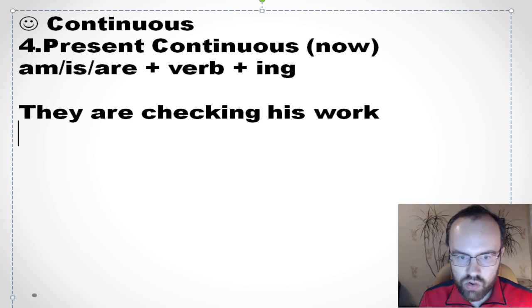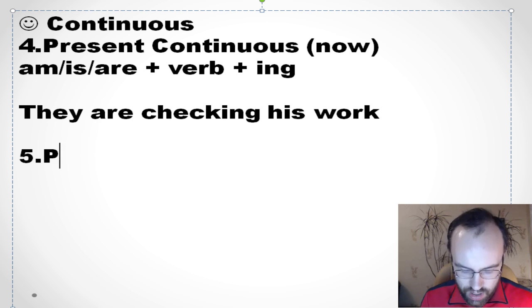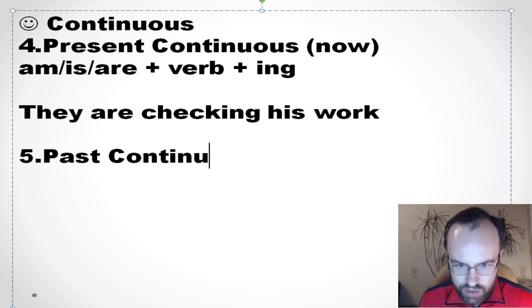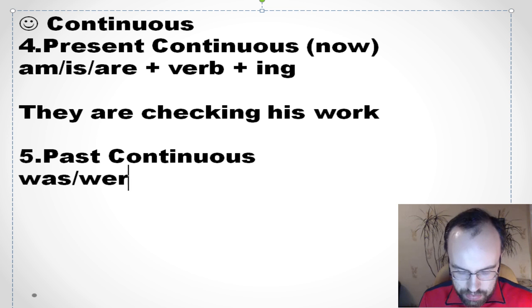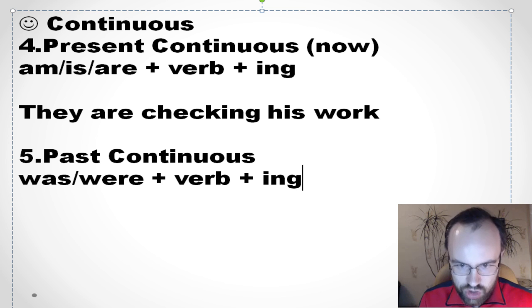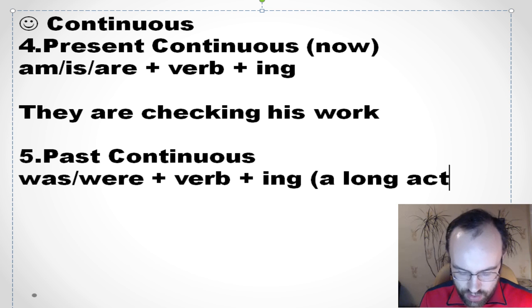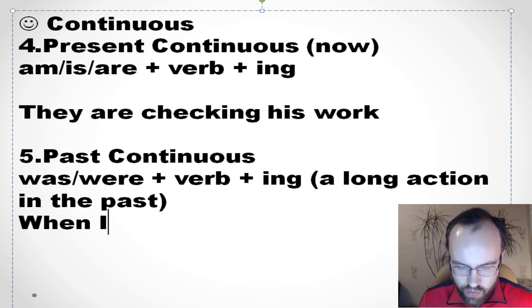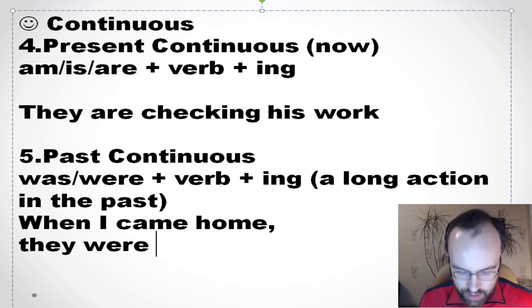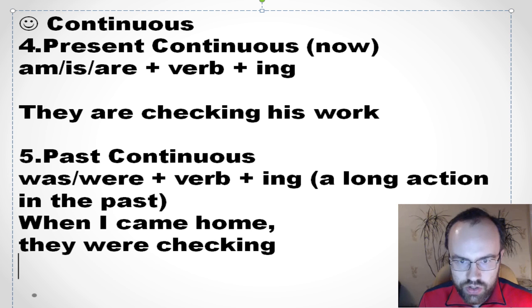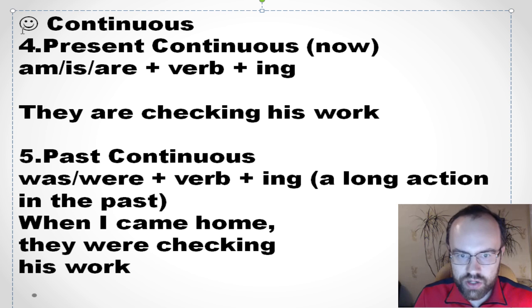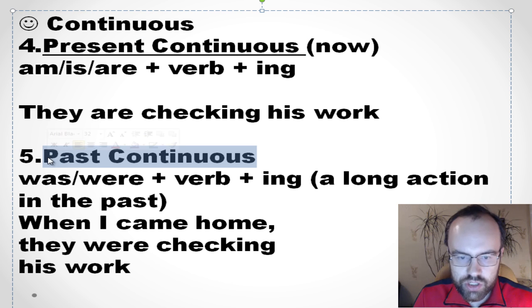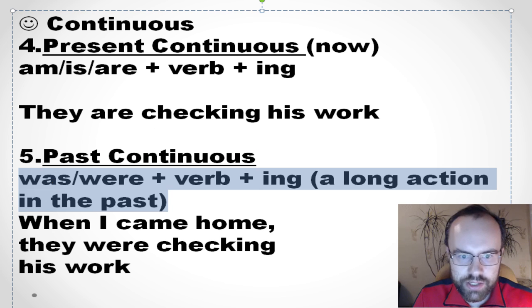What about past continuous? How do we form past continuous? I hope that you remember it. It's was or were plus verb plus ing. It's a long action in the past. We often use it with when. So when I came home, they were checking his work. They were checking his work. So you see, present continuous for things which are happening now, past continuous for long actions in the past, was plus verb plus ing.